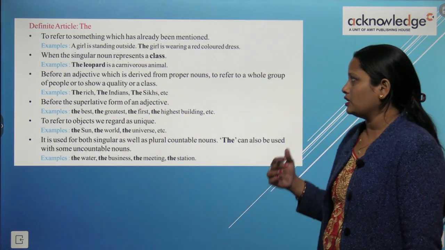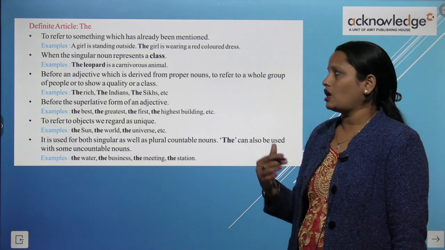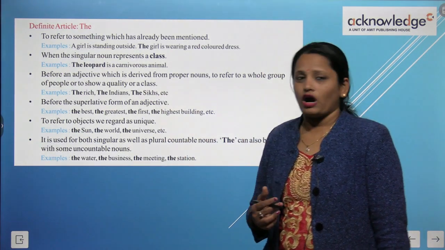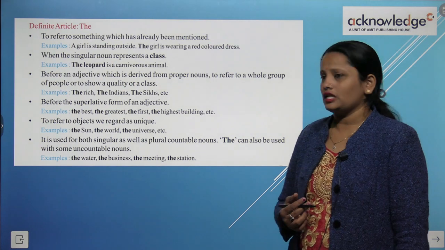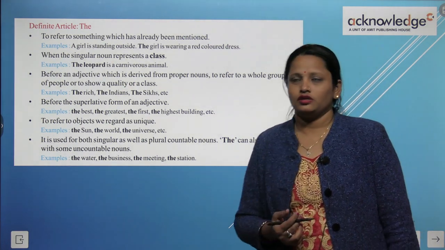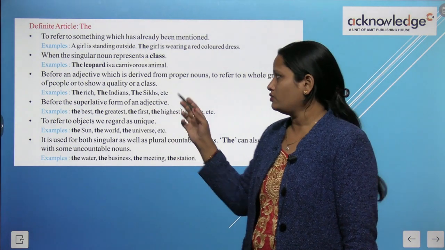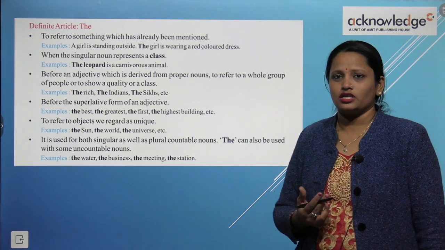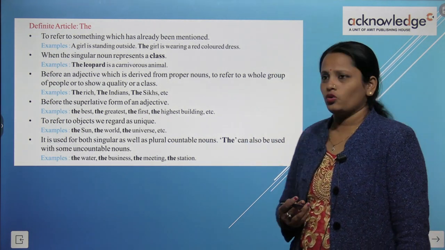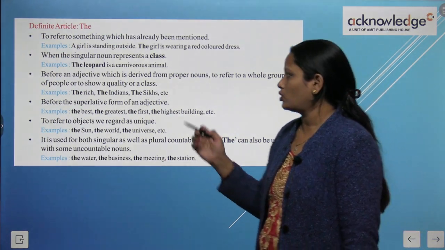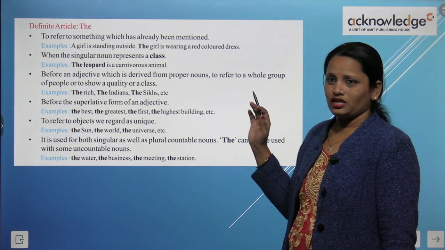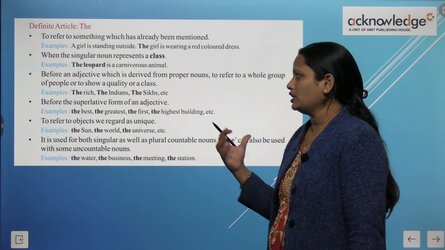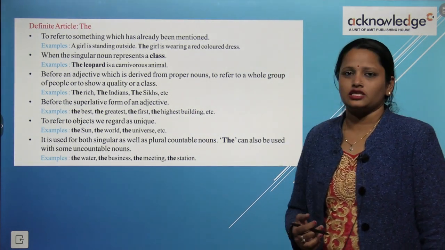When a singular noun represents a class. So जब एक singular noun किसी एक particular class के बारे में बता रहा है, means किसी group के बारे में बता रहा है, so वहाँ पे भी हम the use करते हैं. The leopard is a carnivorous animal. Next, before an adjective which is derived from proper noun. So कोई एक ऐसा adjective जो किसी भी एक proper noun से start. To refer to a whole group of people or to show the quality of a class. So ये जो क्या करता है, ये पूरे किसी ग्रुप के बारे में बताता है या फिर किसी की पर्टिकुलर क्वालिटी बताते हैं किसी पर्टिकुलर क्लास की. The rich, the Indians, the Sikhs, etc.